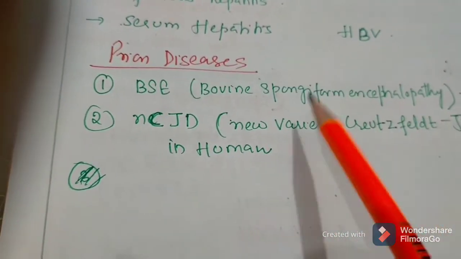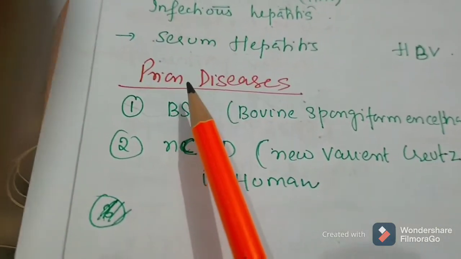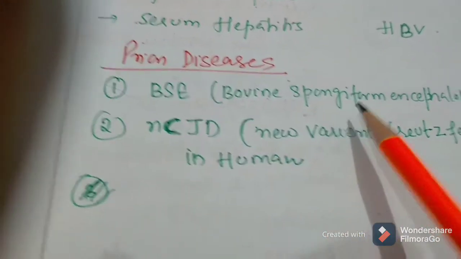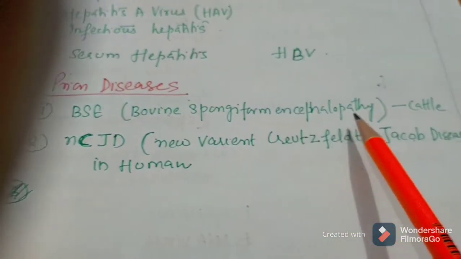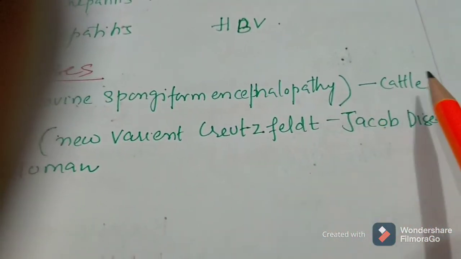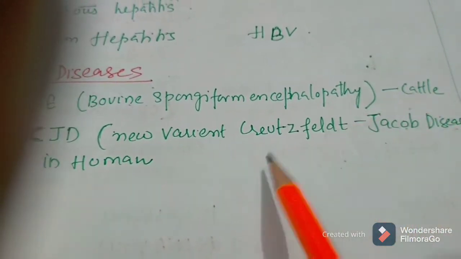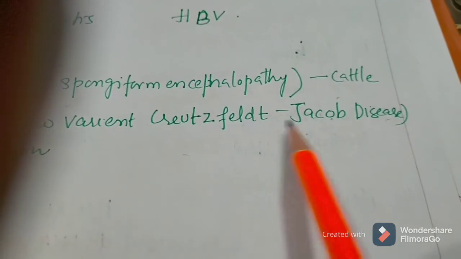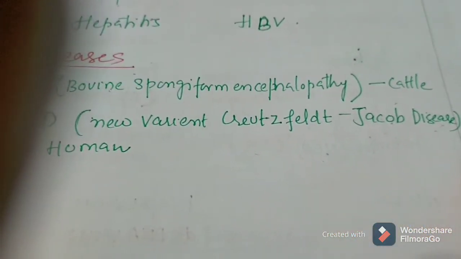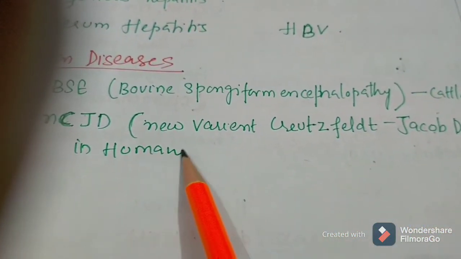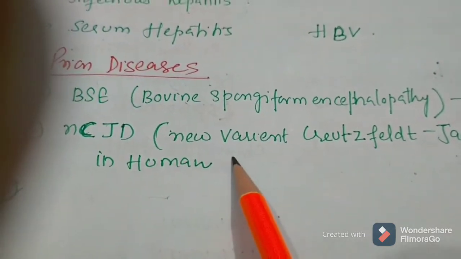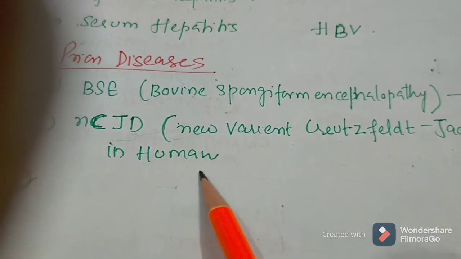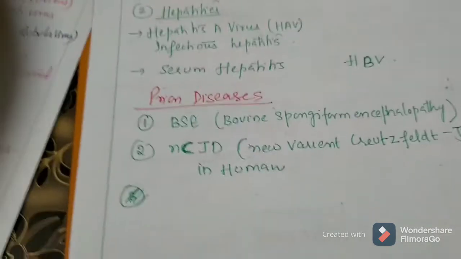Now some of the prion diseases. Prion is a viral protein, a coat protein. One is BSE, bovine spongiform encephalopathy, which occurs in cattle. Another disease is Creutzfeldt-Jakob disease. Now it has been seen in humans also, and the name is new variant CJD, nvCJD. So these are prion diseases.